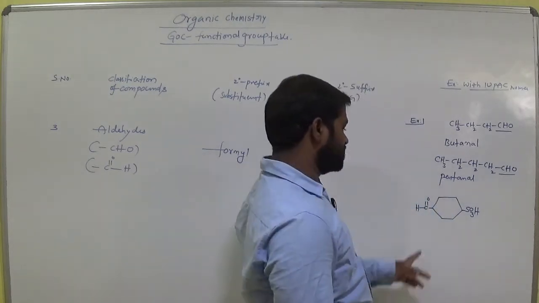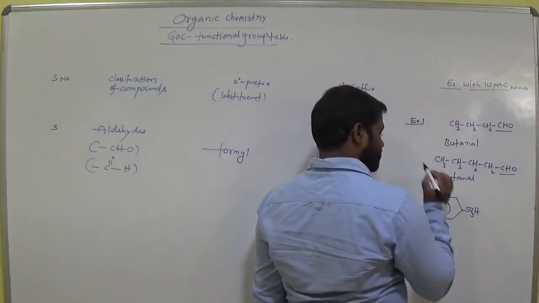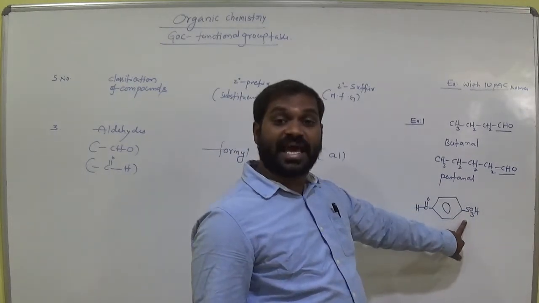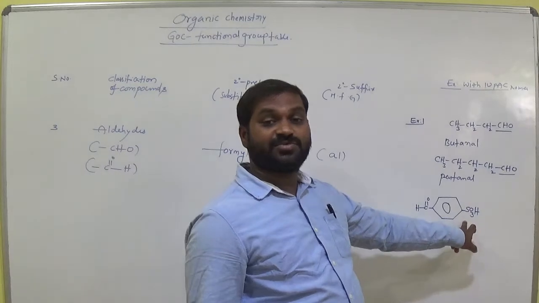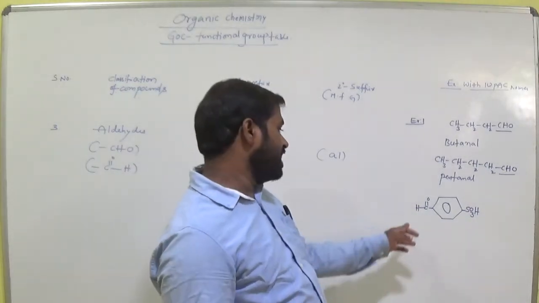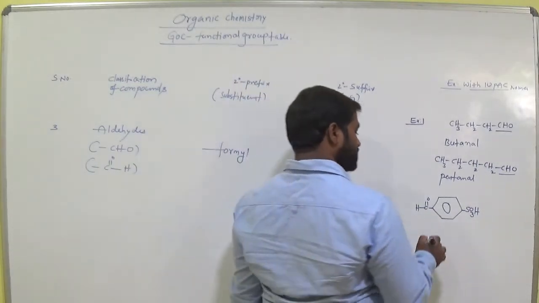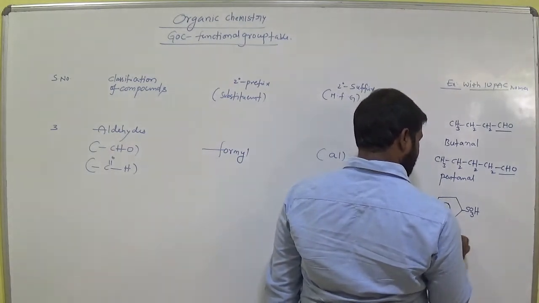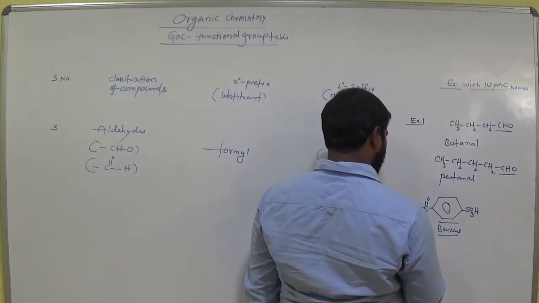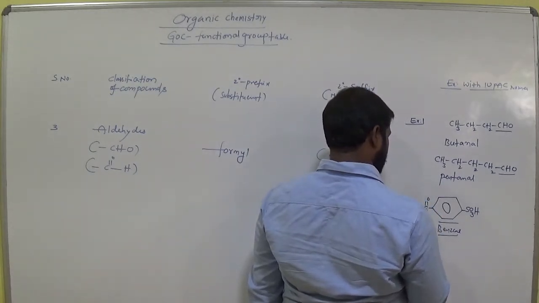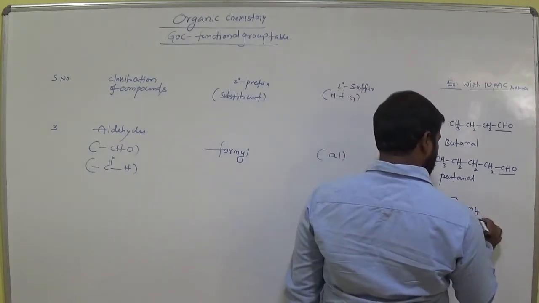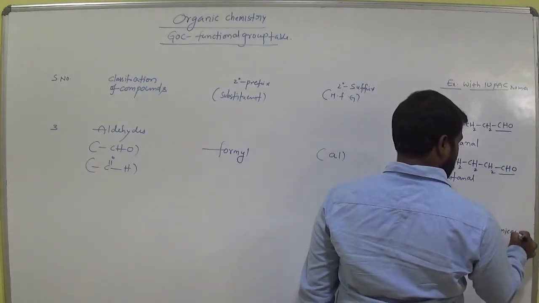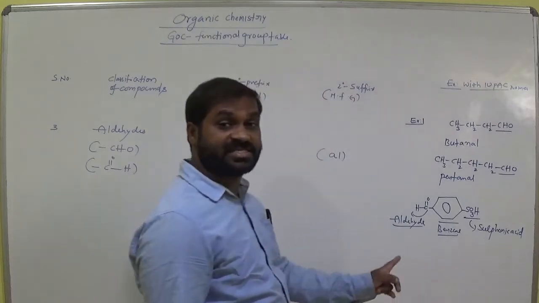Okay, so this is the compound here. This is the benzene structure. This is benzene, and on one side an SO3H acid group, it is sulfonic acid. SO3H means sulfonic acid, and this is aldehyde, am I right? So remember this. This ring is the benzene ring. This is called the aldehyde group. This is called sulfonic acid.